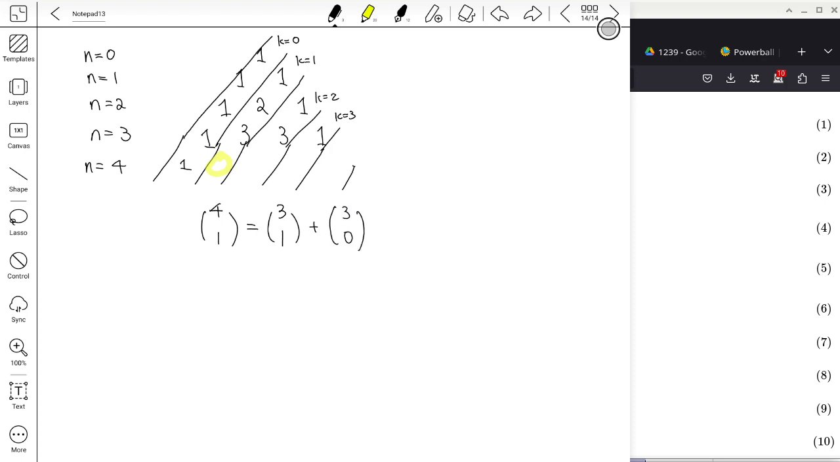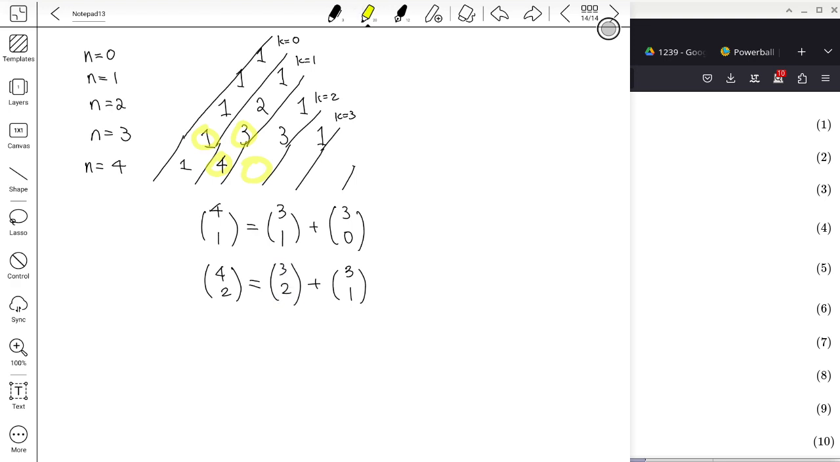So that would be corresponding to 3 choose 1, this particular value here, and 3 choose 0, this value over here. So when I add up these two, it is a 4 that I need to put here. The next location, this location here, is asking what is 4 choose 2. So I'm going to use the previous two items again. One of those two is 3 choose 1, and the other one is 3 choose 2.